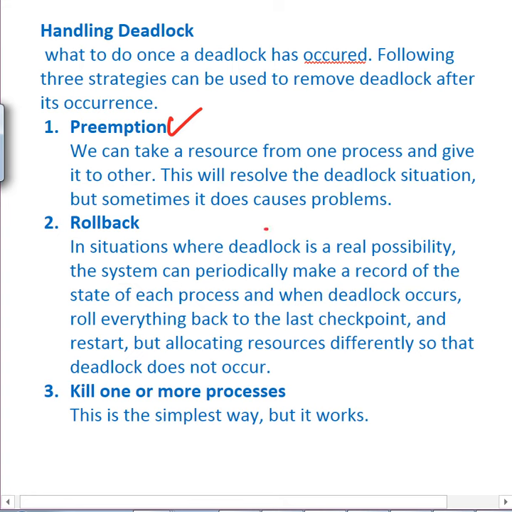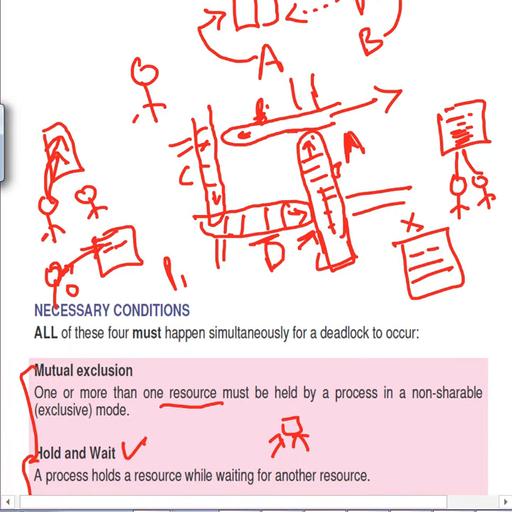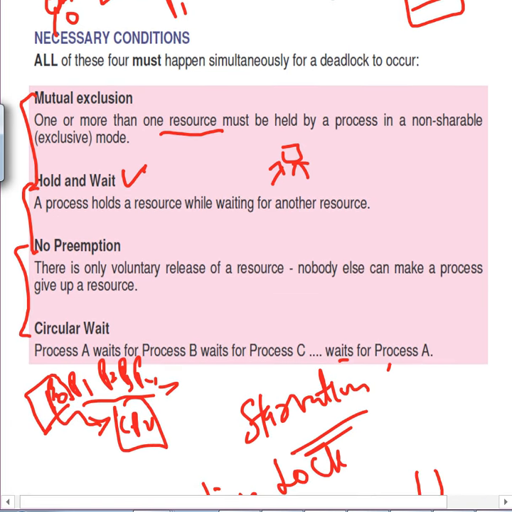Or we roll back. We make checkpoints while processing, and when the deadlock occurs, we go back to those checkpoints. So we roll back, or you can simply kill one or more processes. Okay, the simplest way, but it works. Like with trains, say these are the four processes. If you kill one process, that will solve it, because then this train can go, then that train can go, then the next. If you remove any of the four conditions, the deadlock is not going to happen.